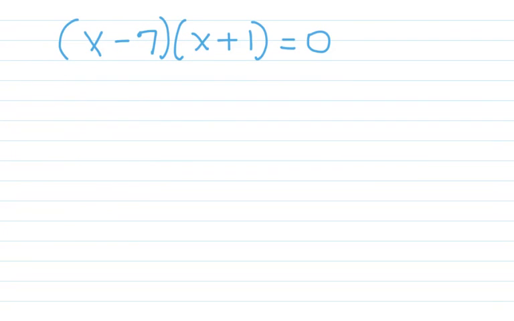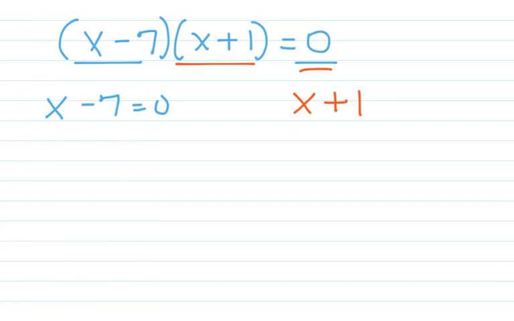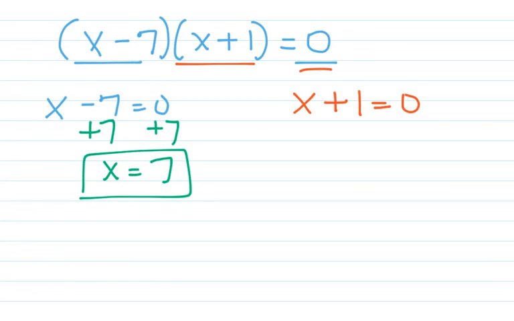Maybe we factored the trinomial, and so we have 2 binomials equal to 0. Well, here we just make them both equal to 0. x minus 7 equals 0, or x plus 1 equals 0, or maybe both. So solve by undoing. Instead of minusing 7, we'll add 7. So x equals 7 is a solution. Instead of adding 1, we'll subtract 1. So 0 minus 1, negative 1, is also a solution.